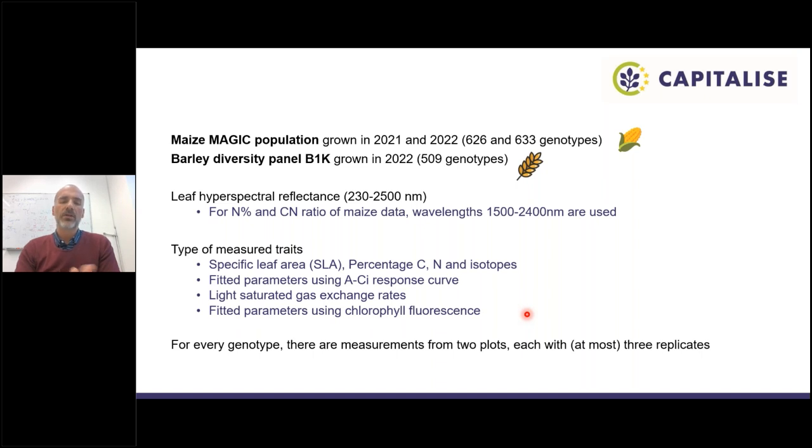For maize, we rely on the maize magic population, which is obtained from Matteo Dell'Acqua's group at Sant'Anna. This population was grown in 2021 and 2022 with 626 and 633 genotypes from the magic population, allowing us to address the third question, the between-year predictions and generalizability of the model. And the second panel which we use is the barley diversity panel from A.L. Friedman's group at the Volcani Institute in Israel, which was grown in 2022 with 509 genotypes.